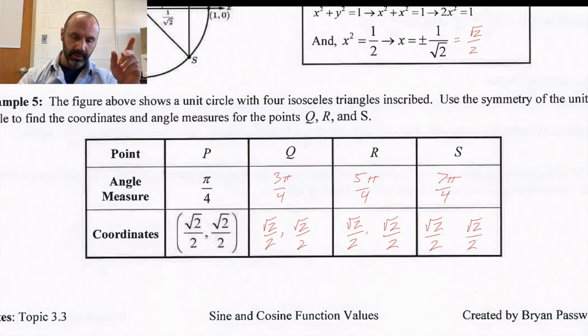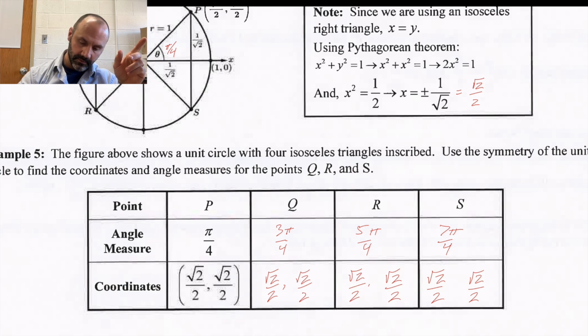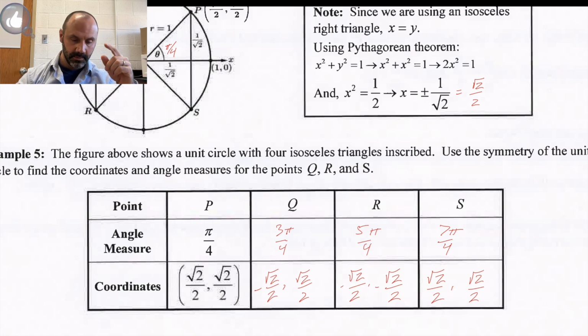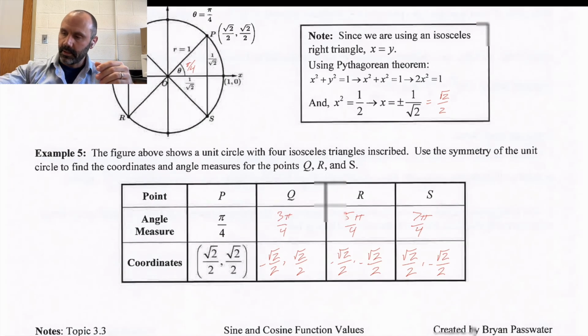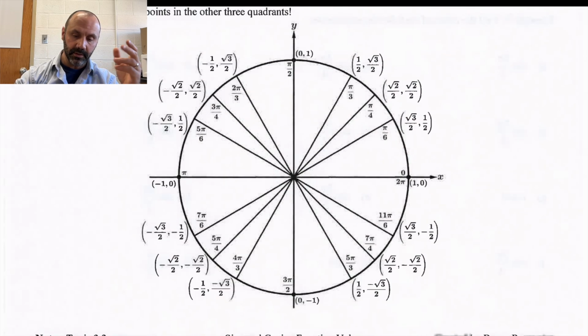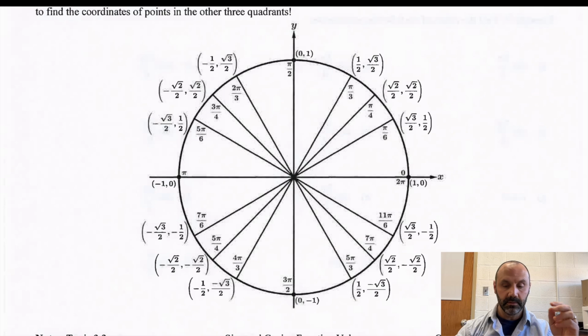Okay, point Q, second quadrant, negative x, positive y. Point R, third quadrant, negative x, negative y. And then point S, fourth quadrant, positive x, negative y. Okay, we've done a bunch of work. We've gotten a lot of different angles, a lot of different x and y coordinates. And so now we're going to fill this in. Actually, it's filled in for us.